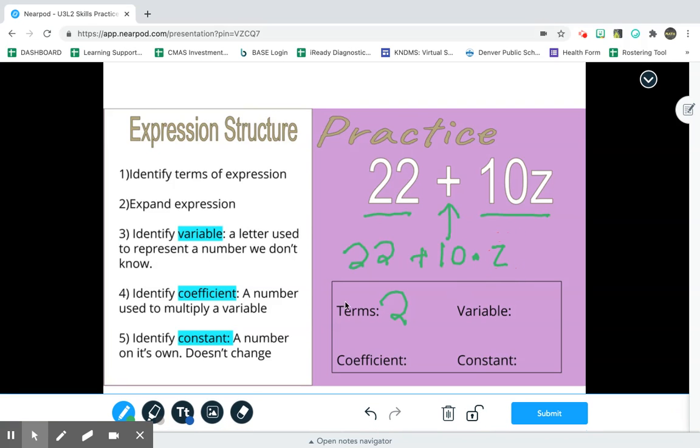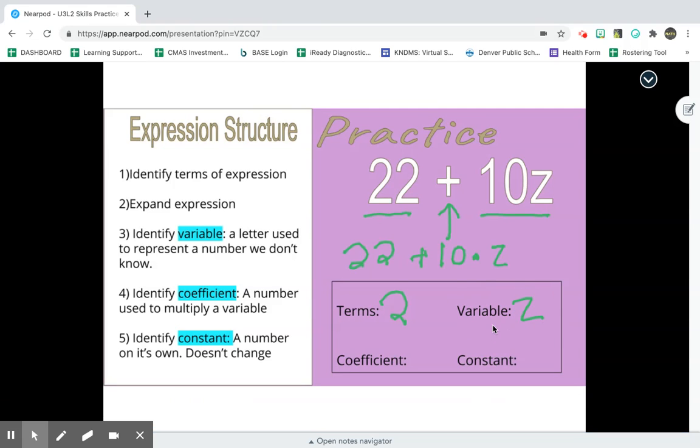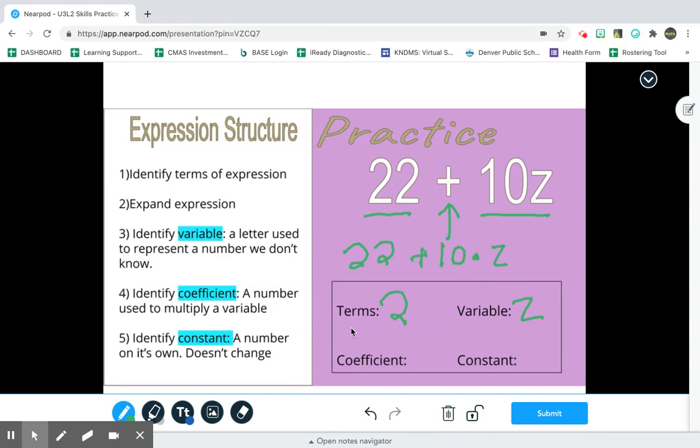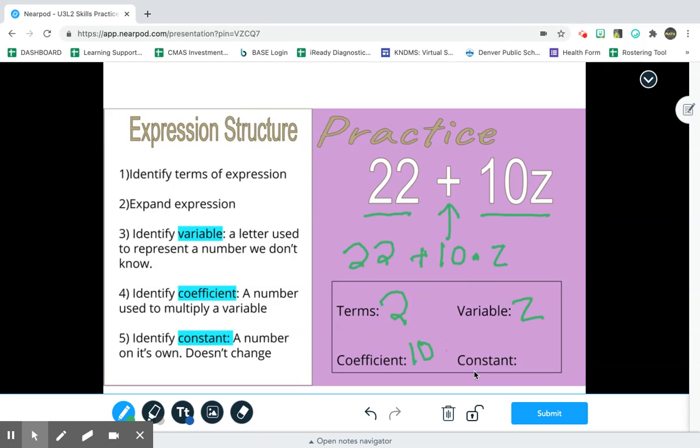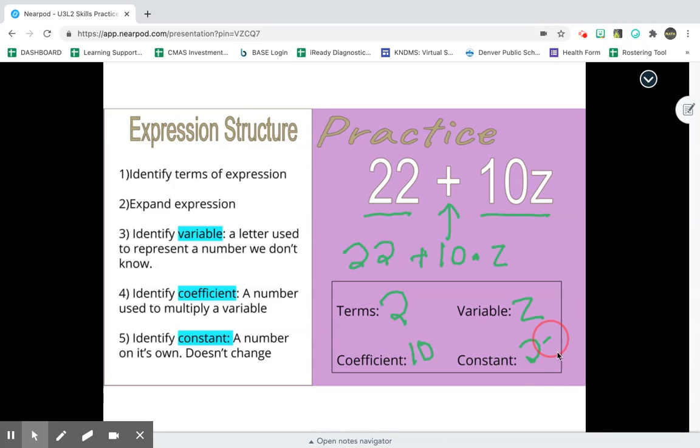Use that dot. What is my variable? It's the letter. In this case, the variable is z. What is the number that's going to be multiplied to my variable? What's the coefficient? That's 10, because I'm multiplying 10 times z. And then what is the number that is by itself that's not going to change? Well, it's that 22. So my constant is 22.